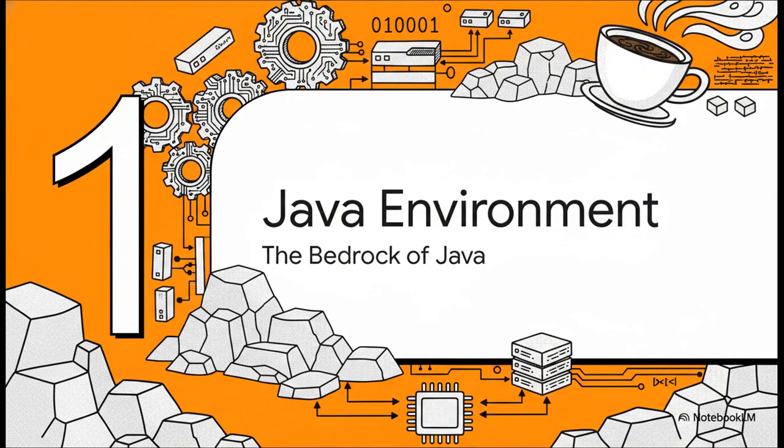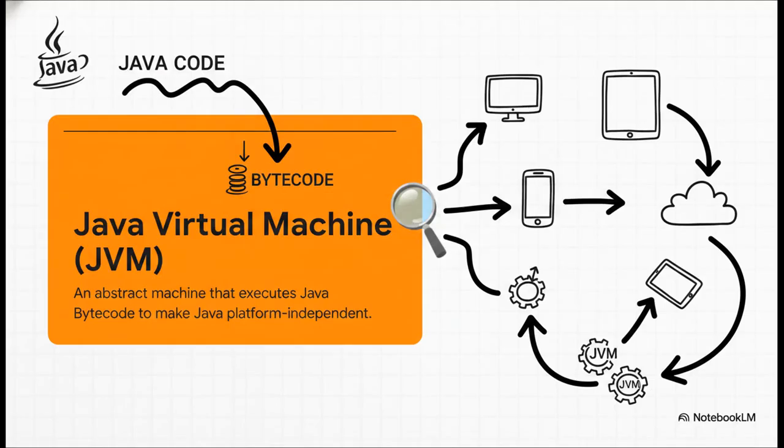All right, Section 1, Decoding the Java Environment, the true bedrock of Java. You know, interviewers absolutely love to ask why Java gets called a write once, run anywhere language. Well, the secret sauce here is the Java Virtual Machine, or JVM for short. The JVM is basically an abstract machine that executes Java bytecode. See, when you compile your Java code, it turns into this bytecode. Then, a JVM, which is actually written specifically for different hardware and software platforms, takes that bytecode and runs it. The JVM is literally the engine that gives Java its famous platform independence. It's a real game changer.